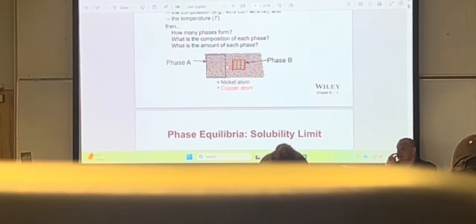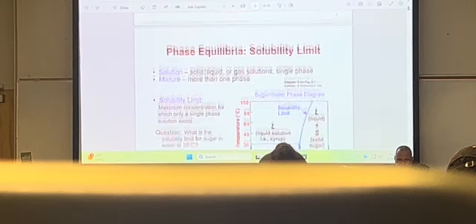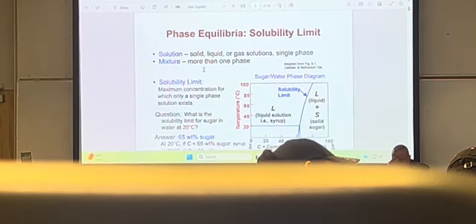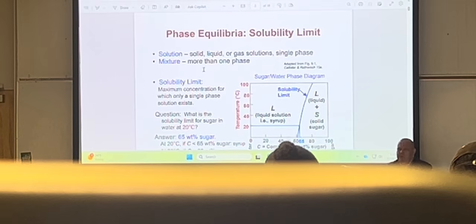The same thing for the phases. A is the primary phase, B is the secondary phase. So please keep that in mind for the notation. In equilibrium, there's a solubility limit.